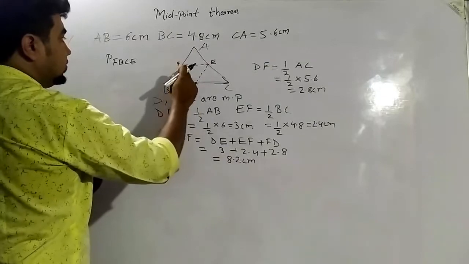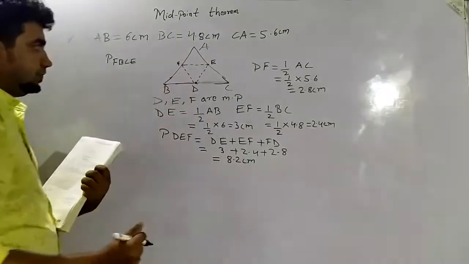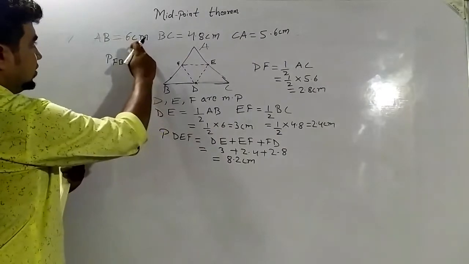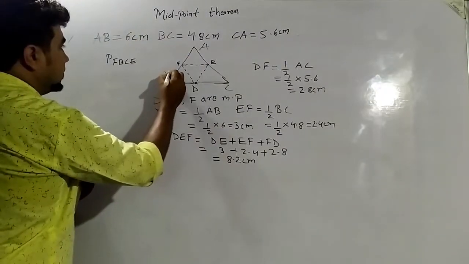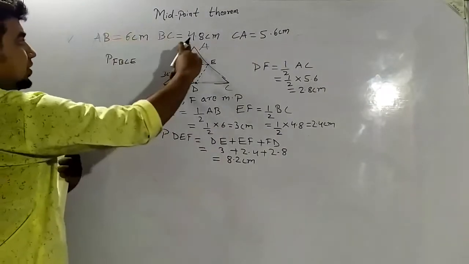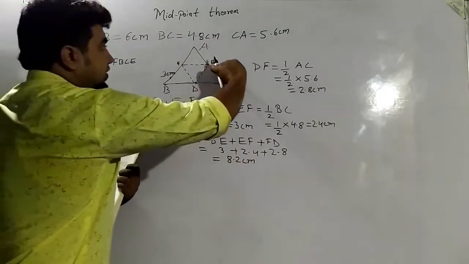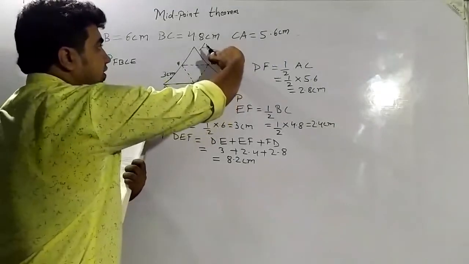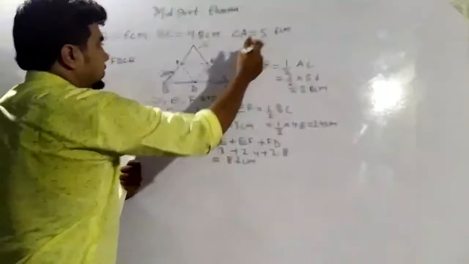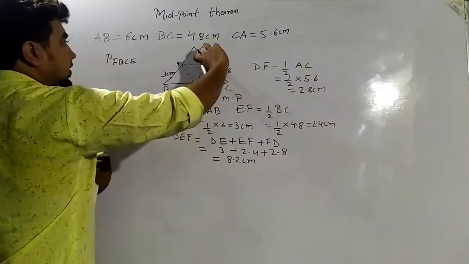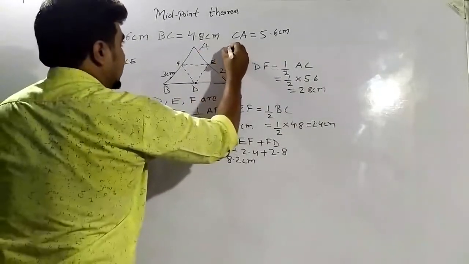So FB will be half of AB. Means this will be 3 centimeter. Half of AB, because AB is 6. So FB will be 3 centimeter. EC, as AC is 5.6, so this will be 2.8. EC will be half of AC.